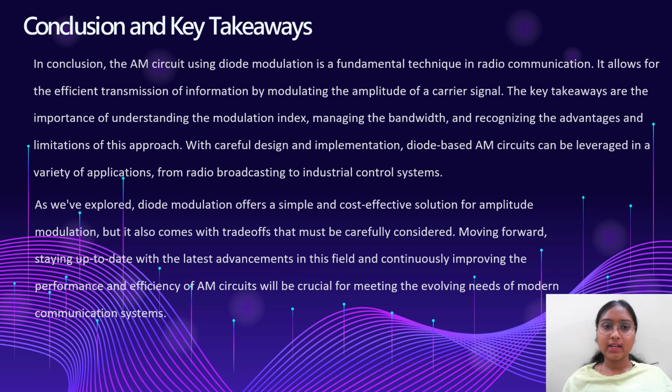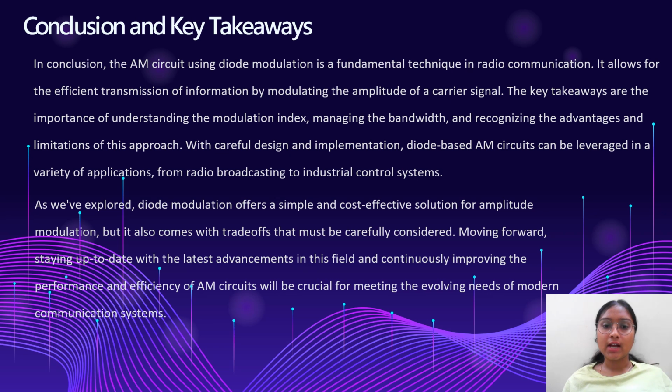Conclusion and key takeaways. In conclusion, the AM circuit using diode modulation is a fundamental technique in radio communication. It allows for the efficient transmission of information by modulating the amplitude of a carrier signal. The key takeaways are the importance of understanding the modulation index, managing the bandwidth, and recognizing the advantages and limitations of this approach.